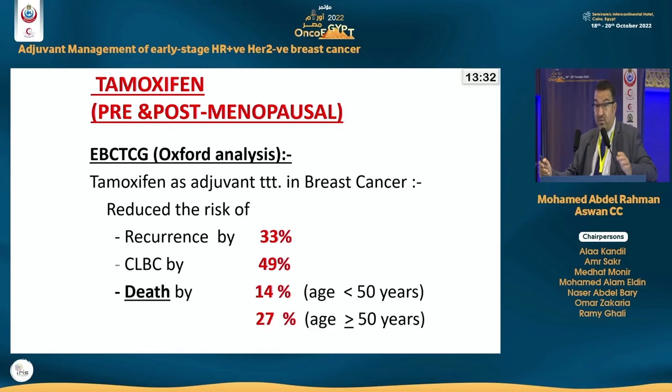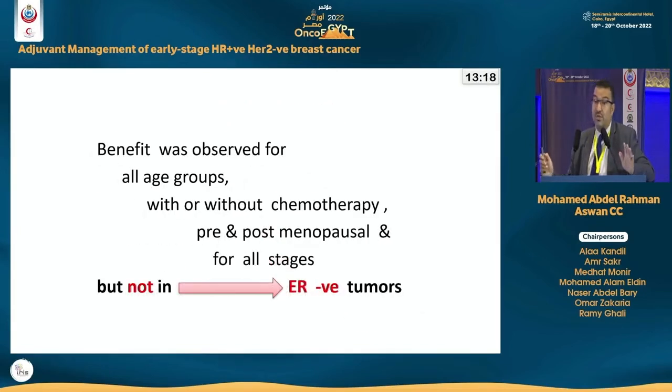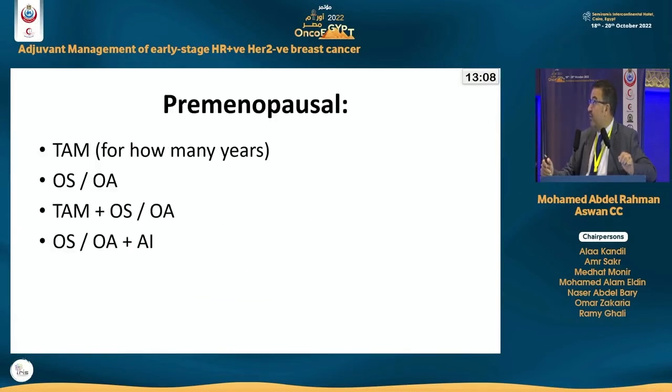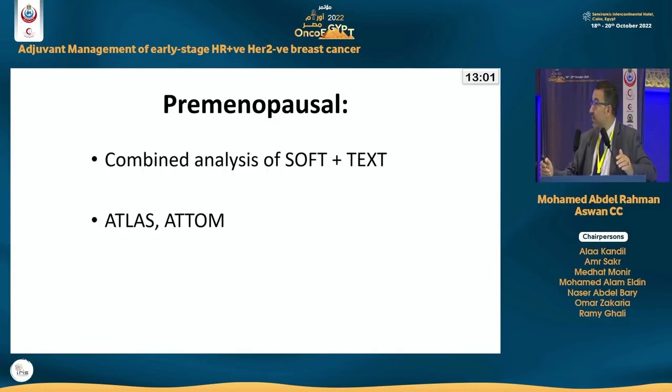For premenopausal patients, more than 2 decades ago, we have the Oxford data which indicated that tamoxifen reduced recurrence by a third and reduced contralateral breast cancer by half, improving survival more in older patients, but all subgroups gained benefit from tamoxifen apart from ER negative patients. So tamoxifen can be given to any ER positive patients, but never to hormone receptor negative. For premenopausal patients, these are the available options: tamoxifen, ovarian suppression, addition of suppression to tamoxifen or to an aromatase inhibitor, which we'll discuss in the SOFT and TEXT, ATLAS and aTTom trials.